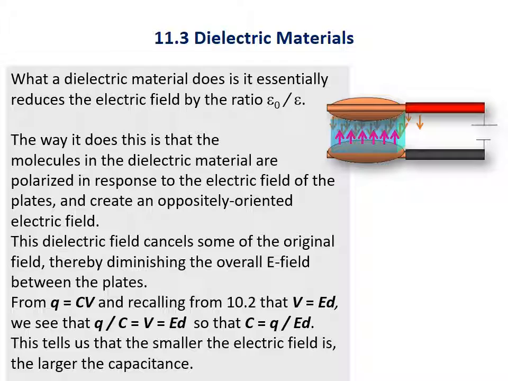And from the equation Q equals C times V, and recalling that voltage is the electric field strength times the distance, I can see that Q over C equals voltage equals E times D, so that becomes capacitance equals Q divided by E times D. This means that the smaller the electric field is, the larger the capacitance, since you're dividing by that.